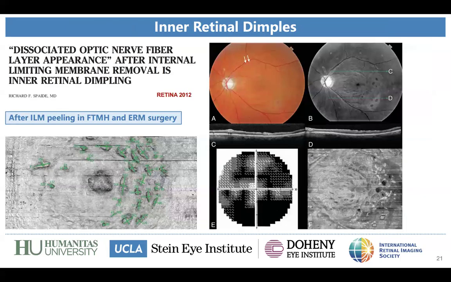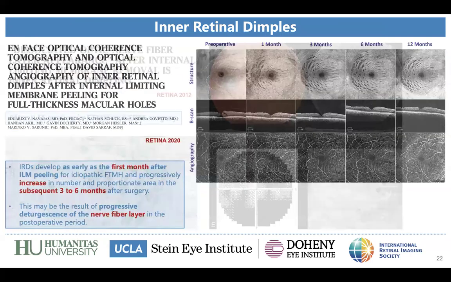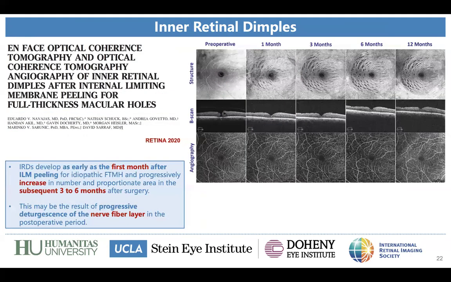Another very, very important en face OCT biomarker is represented by inner retinal dimples. These lesions typically develop after ILM peeling, especially after full-thickness macular hole surgery, more than epiretinal membrane surgery, and they represent nerve fiber layer and also ganglion cell layer defects, possibly due to damage to the Mueller cell foot plates. These lesions appear as early as the first month after surgery.